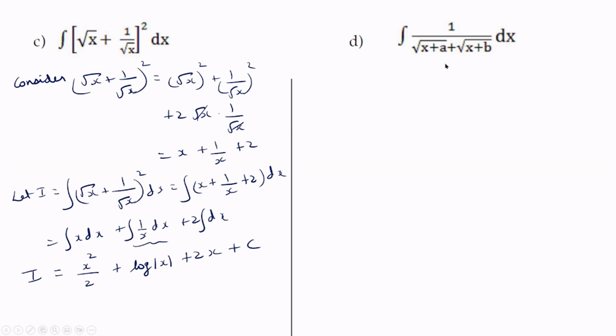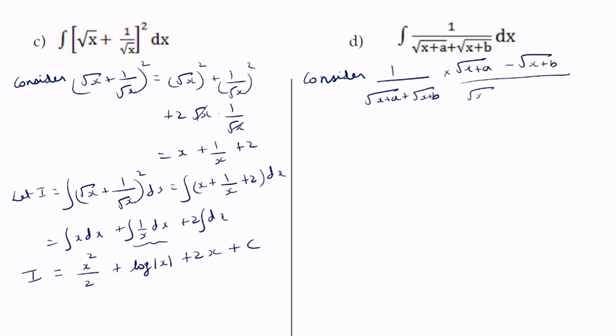Next we have integral 1 by root of x plus a into x plus b dx. So it is difficult to integrate it directly. So let us consider 1 by root of x plus a plus root of x plus b. Let us multiply and divide by root of x plus a minus root of x plus b, so that we can remove this root symbol in the denominator.